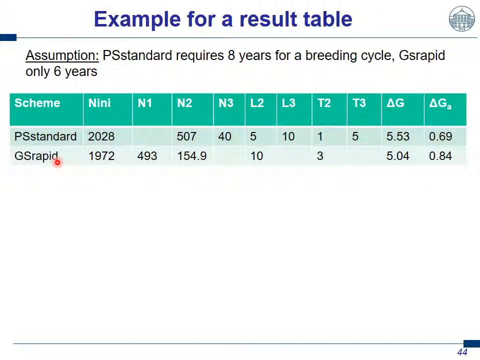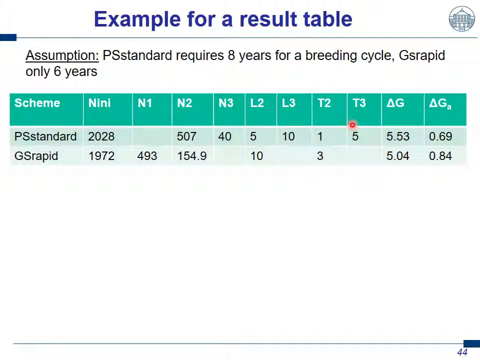Similarly, you take from the previous slide the results for the genomic selection rapid. There you have for sure a number of lines which go to genomic selection. You have a first year of phenotyping with N2 lines, L2 locations, and T2 testers, but you have no third yield test, and therefore you have no value here. And you will get a selection gain, and you once again divide it by the number of years which is required to finish this breeding cycle, which would be in our case 6 years.